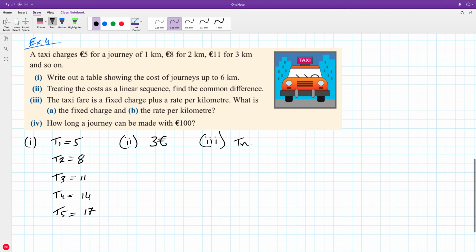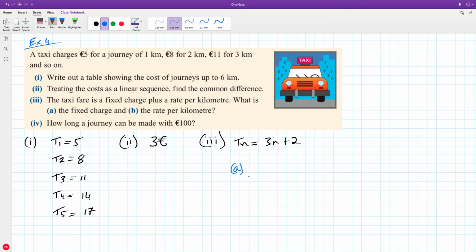Good girl. Tn is equal to 3n plus 2. We all happy with that, guys? Now, Julianne, if I was to ask you what was the fixed charge? Grace, any idea? Anyone able to help us out?